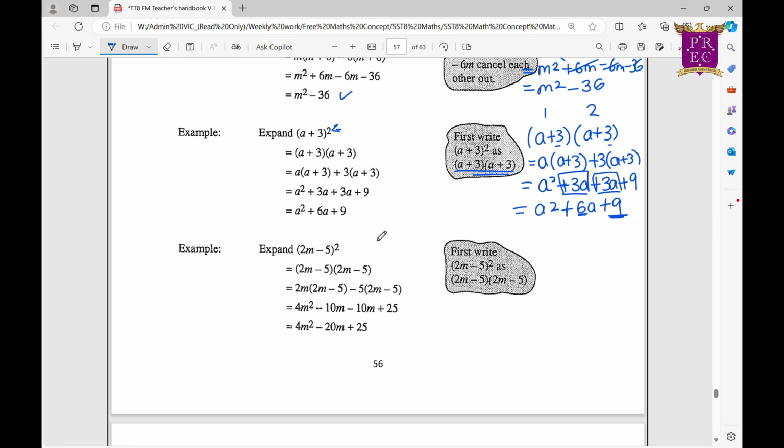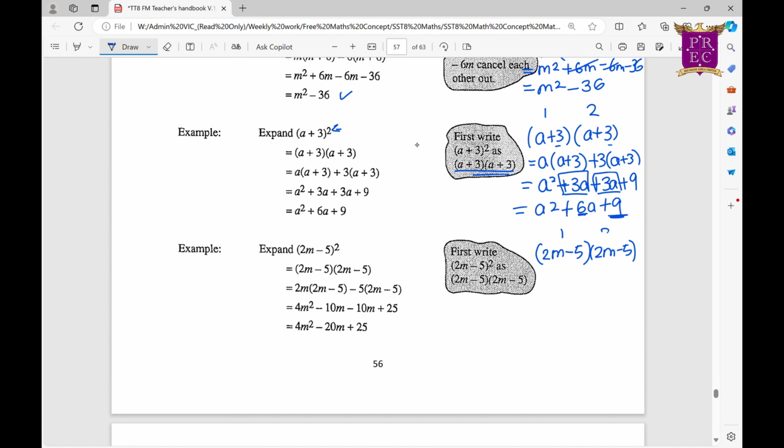Alright, and lastly, again, because it says squared, we write it out as if we're multiplying the same bracket twice. Bracket number 1, bracket number 2. So we can break the bracket number 1 by its terms. So the first term is 2m, and minus 5 is the second term. So it's 2m minus 5.